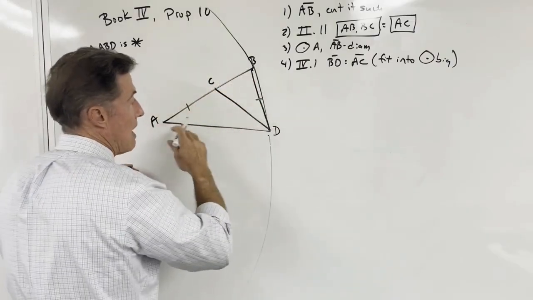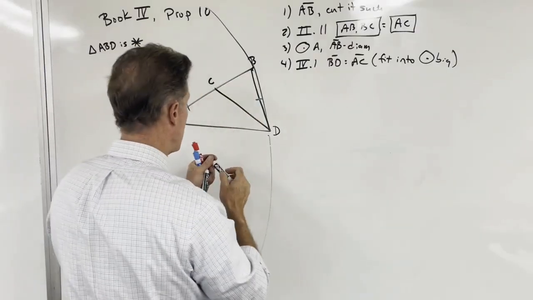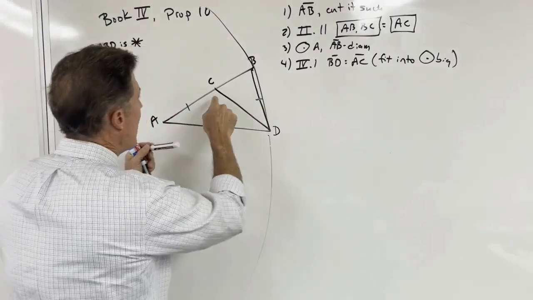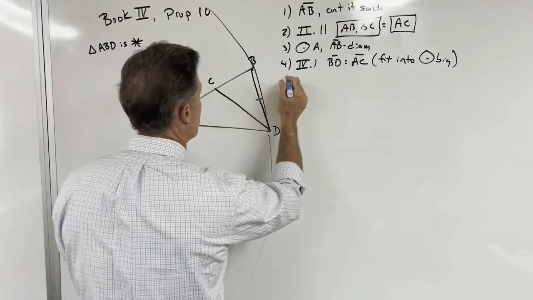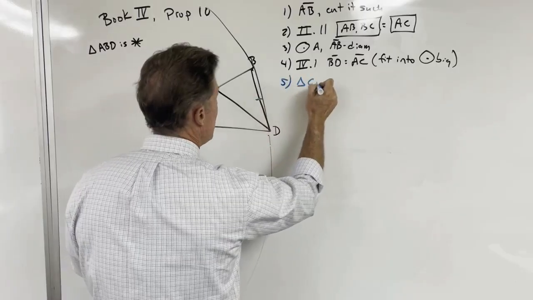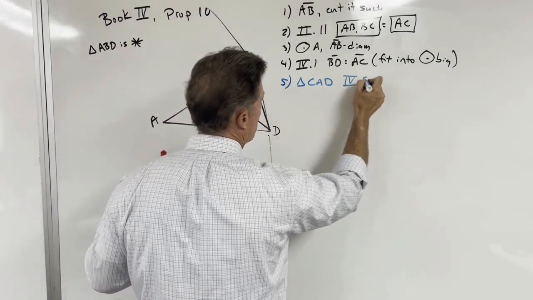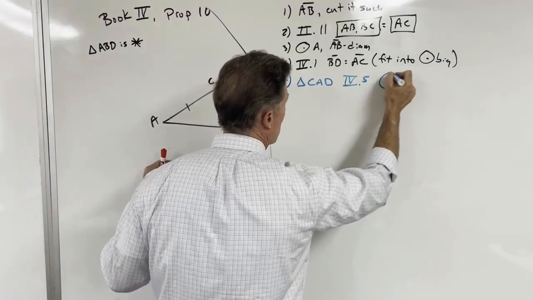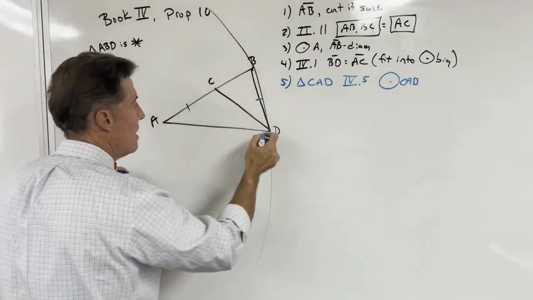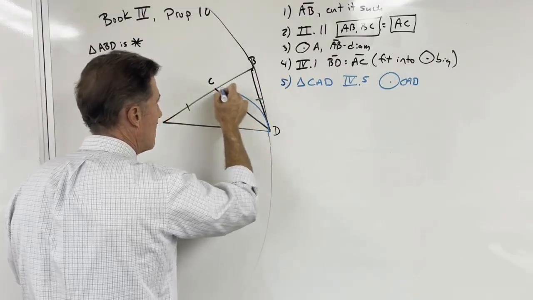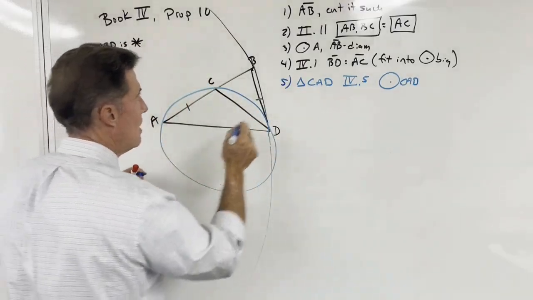So we've done our construction. Now we just have to prove that triangle ABD satisfies those conditions. All right, so that's what we spend the rest of our time doing. So now that we have this triangle here, let's do this in a different color. So we have triangle CAD, and using Book 4, Prop 5, we can draw a circle that circumscribes this triangle. So let's draw the circle that circumscribes this triangle using that prop.